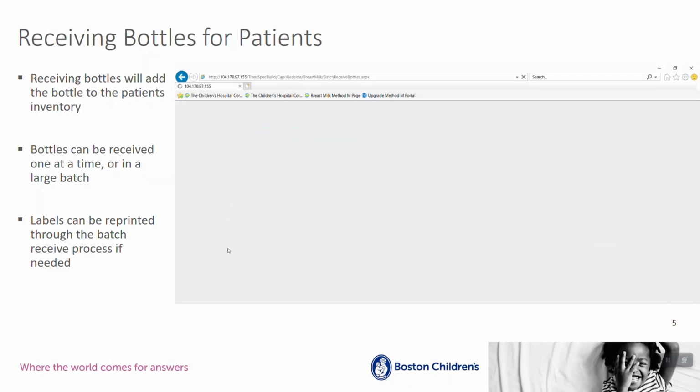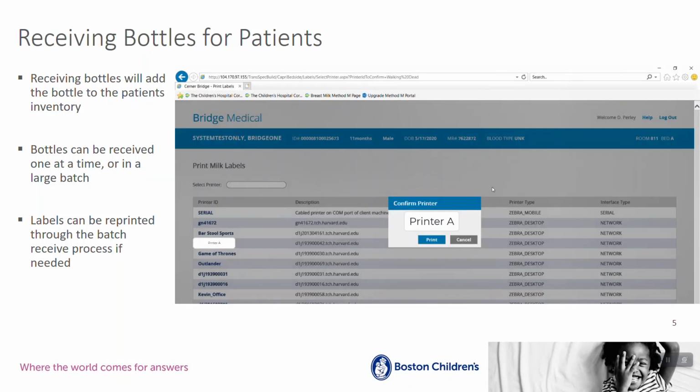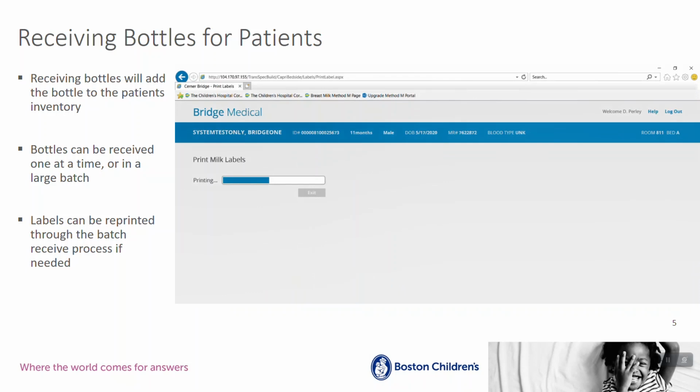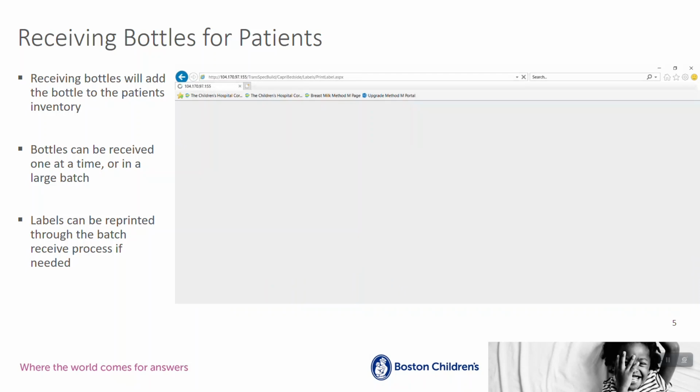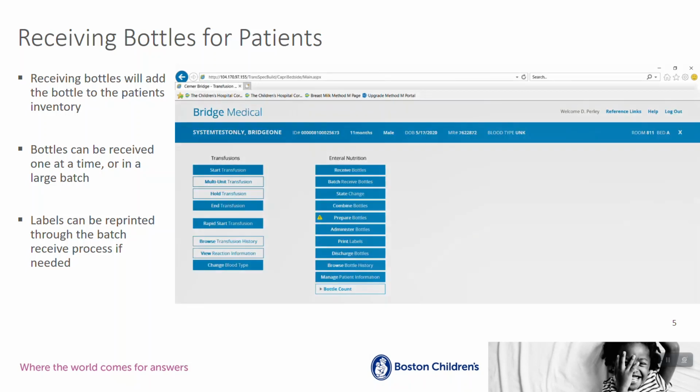If you need to reprint a label, you can click off all or some of the bottles and click Print All. Select your printer and click Print. After your label is printed, you can click Exit to return to the patient's main menu.